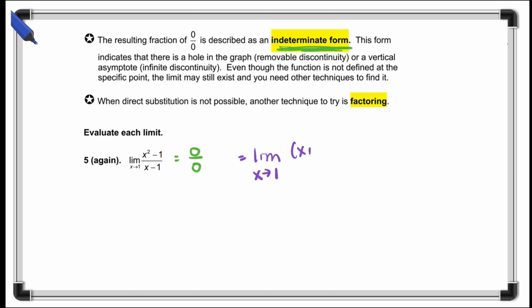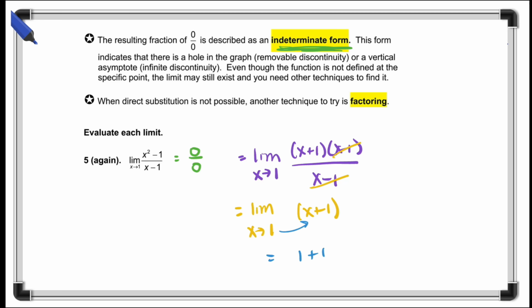So you can factor out the numerator. That is a difference of perfect squares, and then you have the x minus 1 that is in the denominator. So you're going to notice that your x minus 1's will cancel. So limit as x approaches 1, you're going to get x plus 1. So now we're going to go ahead and substitute our 1. So you have 1 plus 1, which is going to equal 2.